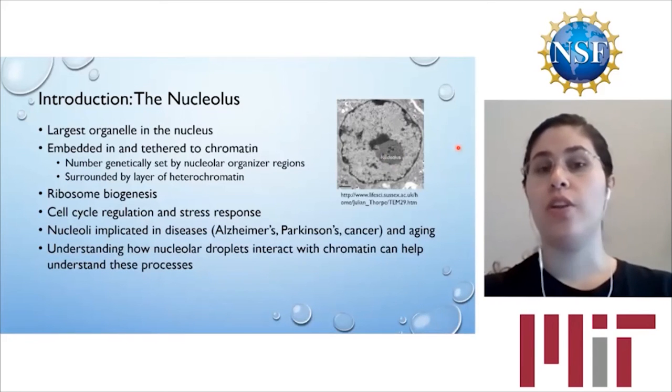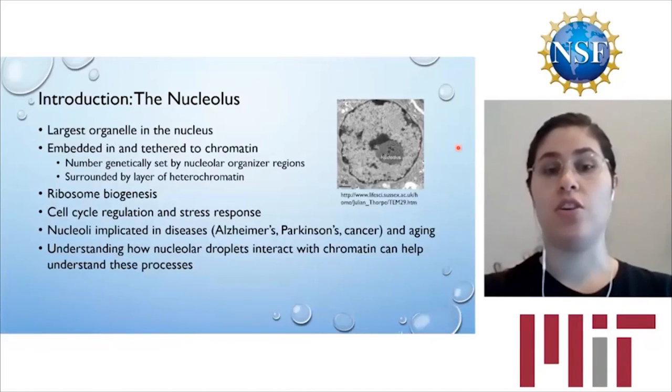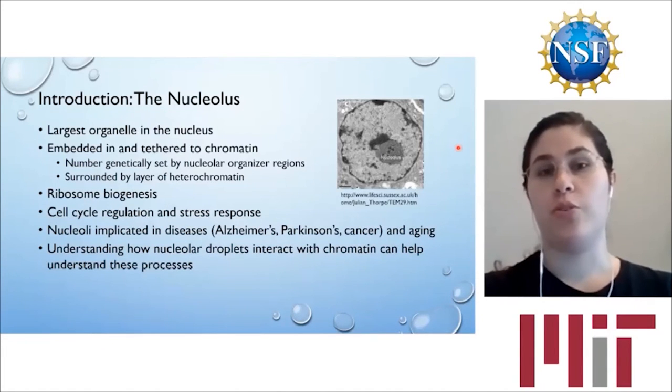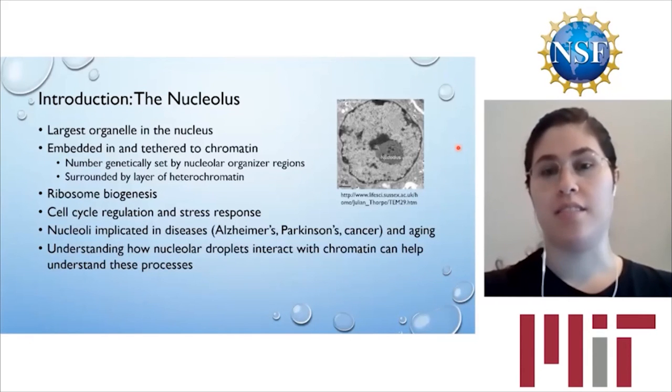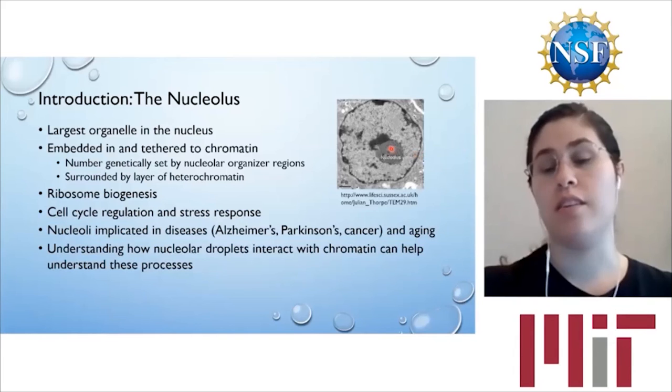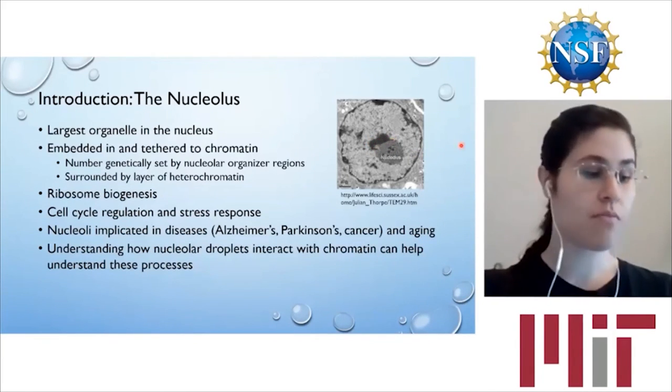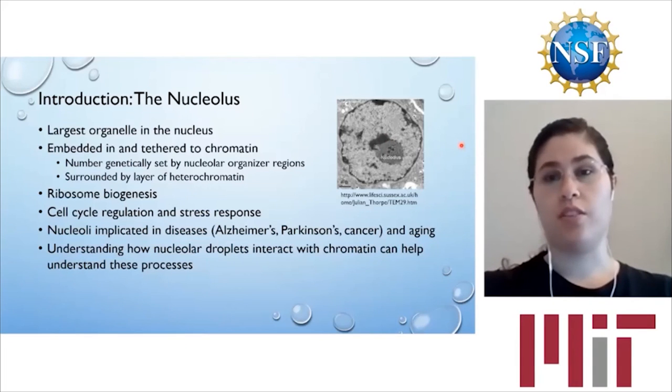So these nucleoli form at genetic regions called nucleolar organizer regions, and the number of nucleolar organizer regions you have in a cell is genetically set, so in humans that's 10. It's also surrounded by a dense layer of heterochromatin. You can see in this EM image here, this dark patch is heterochromatin, which sits right next to the nucleolus. The nucleolus is also a site of ribosome biogenesis, so it plays a very important role in cellular maintenance.